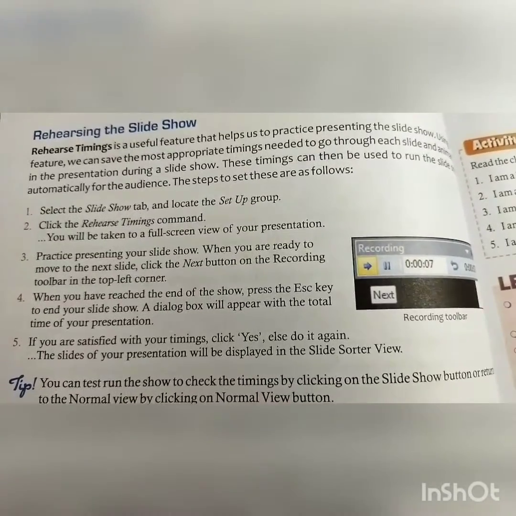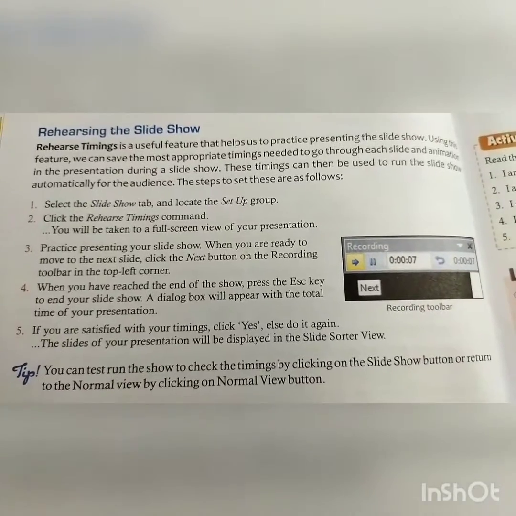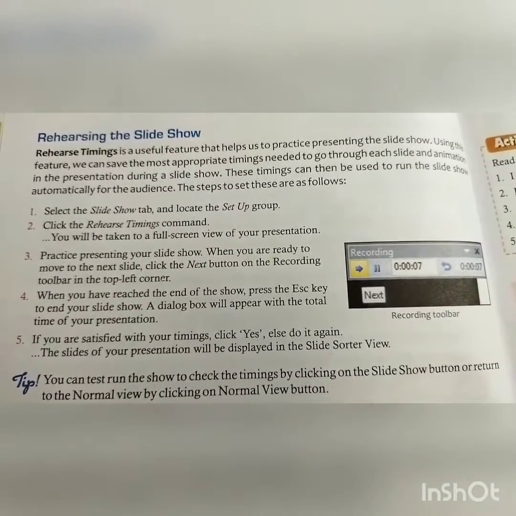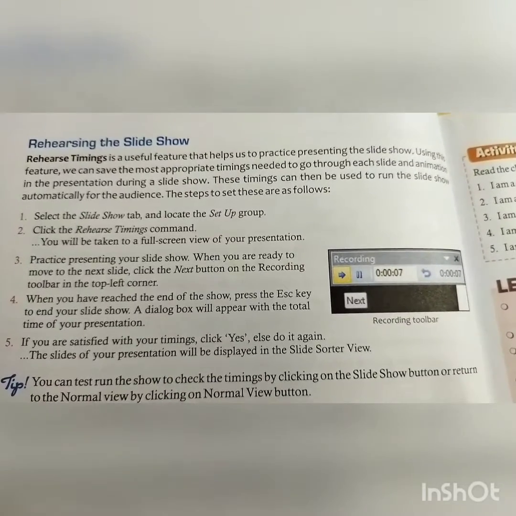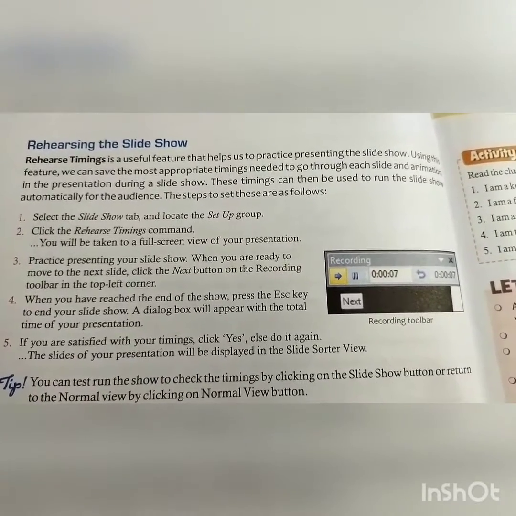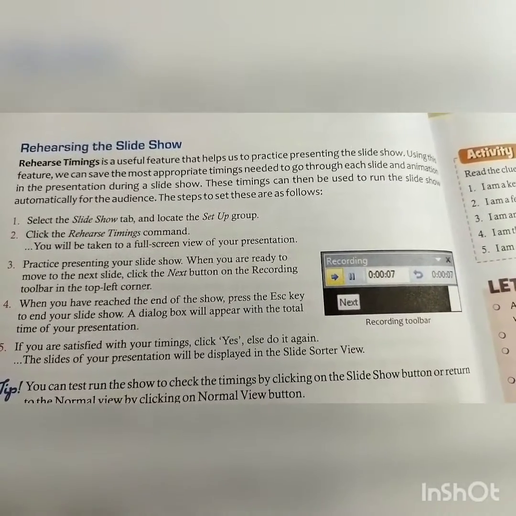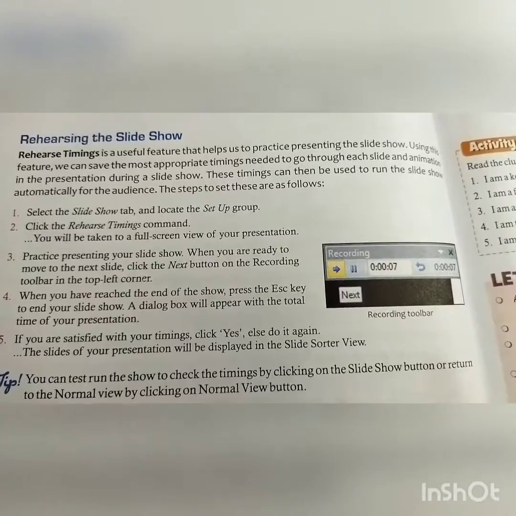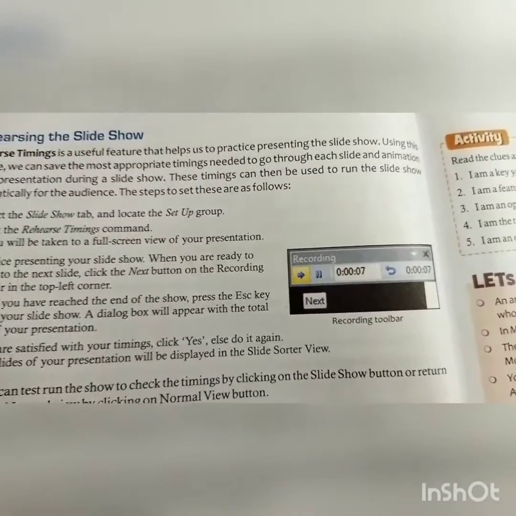Then the next step you will follow when you have reached the end of the show: press the Escape key to end your slideshow. Then a dialog box will appear with the total time of your presentation. If you are satisfied with your timing, click Yes, else do it again. The slides of your presentation will be displayed in the Slide Sorter view. You can see this picture.